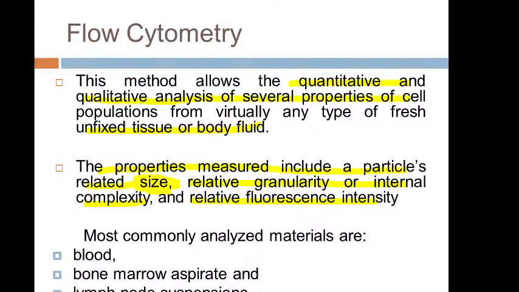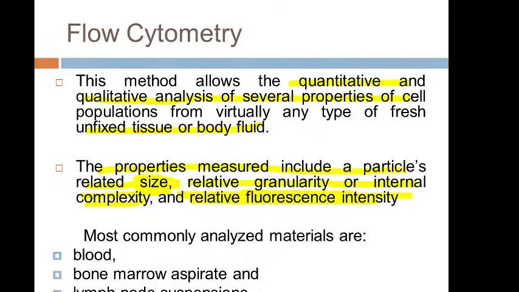Number one, we have to know the size of the cell. Number two, we have to know the internal complexity of the cell. Number three, relative fluorescence intensity. So we have to know these three properties of the cell.